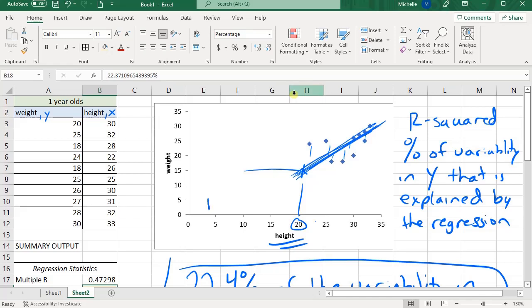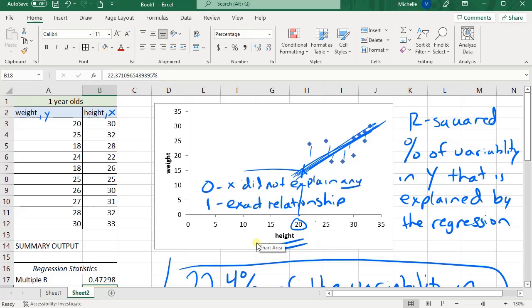So 100%, or an R squared that is 1, means an exact relationship. You never see this in statistics, but you can get close to it. And the closer you are to 1, the better. Now, when R squared is 0, that means basically the regression did no good. X did not explain any variability in Y.